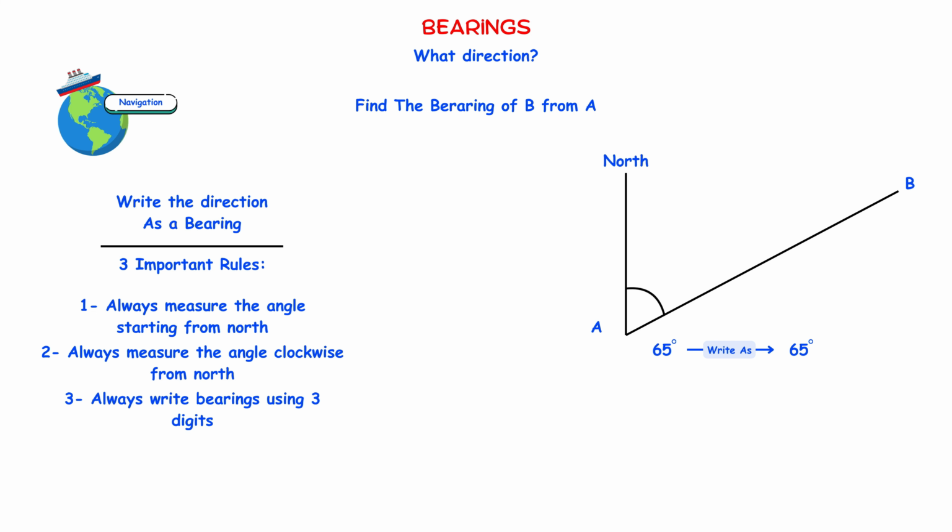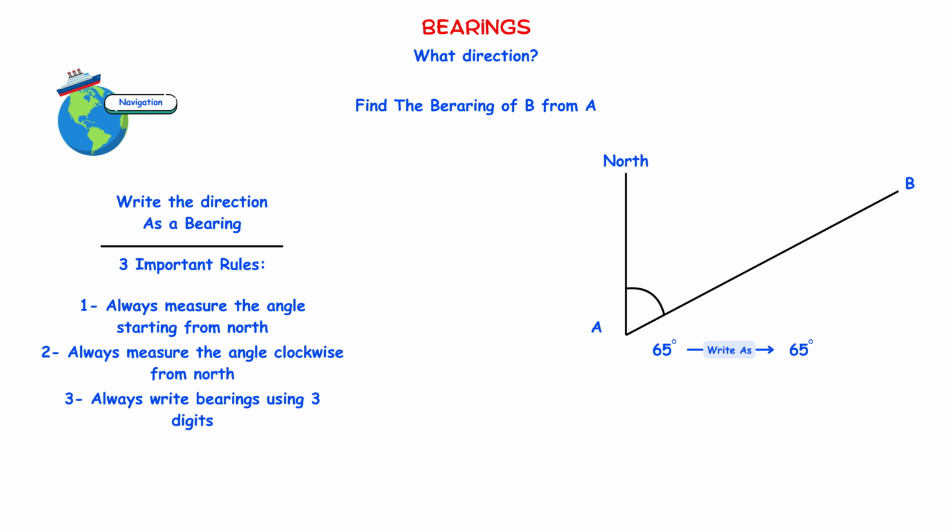Now, if we draw an arrow going from A to B, then we can see that we sort of need to go up and to the right, or north, and then east. However, this description isn't very specific. So what we can do instead is write the direction as a bearing, and whenever you work with bearings, there are 3 important rules that you need to be aware of.